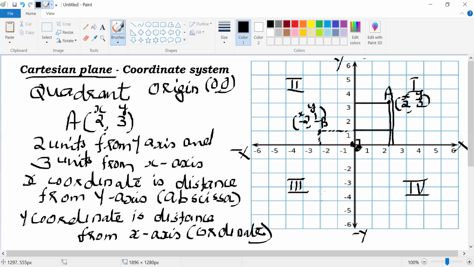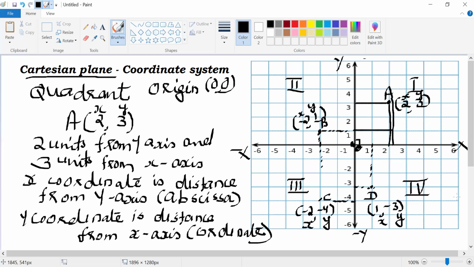Now let us take a point here. Let this point be C. What is its x coordinate? -2. What is its y coordinate? -4. So both x coordinate and y coordinate are negative. Now come to the fourth quadrant. Let us take a point D here. Its x coordinate is 1. Its y coordinate is -3.